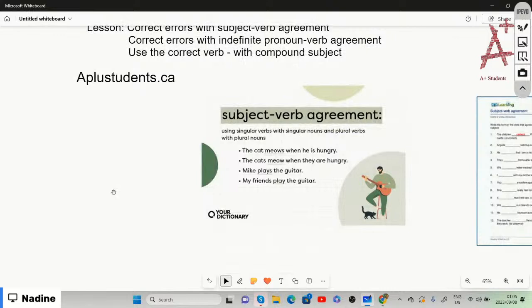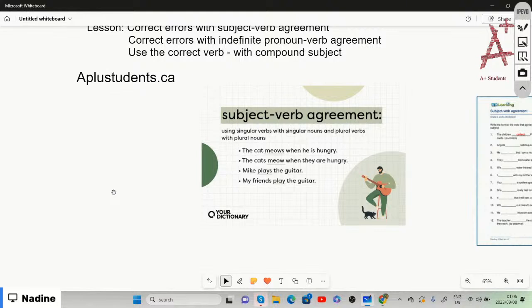All right. So now when it comes to subject-verb agreement, right? Using singular verbs with singular nouns and plural verbs with plural nouns. So in subject-verb agreement, the subject refers to who or what is doing something, and the verb is, of course, the action that the subject is doing. And the subject as well as the verb need to work together in order to come to some form of agreement. So they need to work together in order for them also to agree.